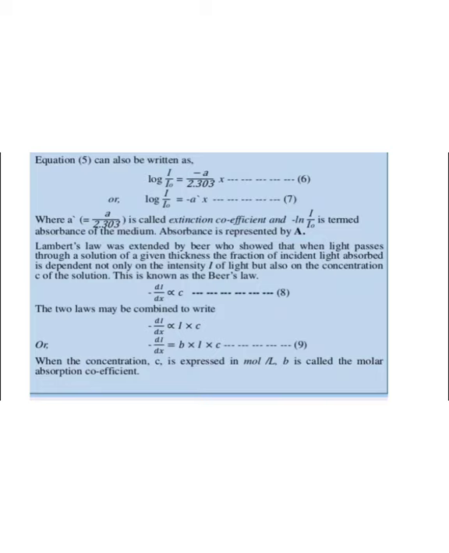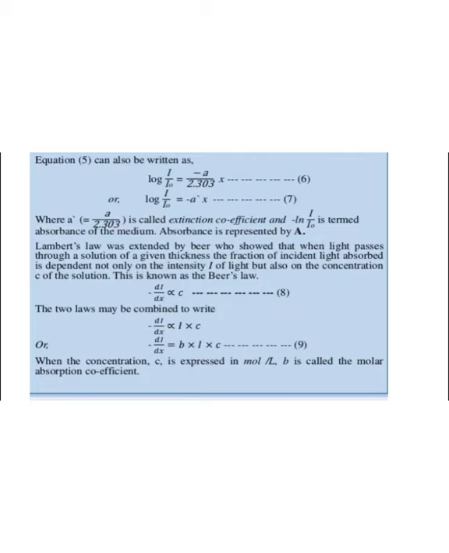Lambert's law was extended by Beer, who saw that when light passes through a solution of given thickness, the fraction of incident light absorbed depends not only on the intensity I of light but also on the concentration C of the solution. This is known as Beer's law. It says absorbance is directly proportional to the concentration, so minus dI upon dx is directly proportional to the concentration.